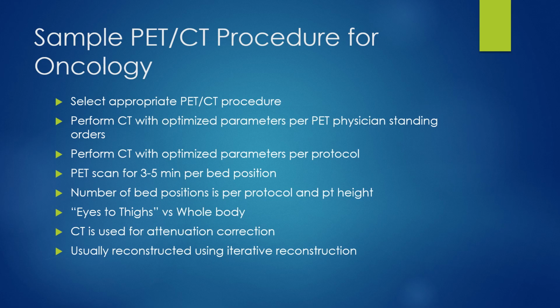And the CT is typically just used for attenuation correction. There are some places that are able to do diagnostic quality, the higher dose CT with it, and so that's up to your protocol and your state laws, but most commonly it's just a low dose CT for attenuation correction. And then it's reconstructed using iterative reconstruction. I said usually there because standalone PET scanners may still use filtered back projection, but PET CT is iterative reconstruction.